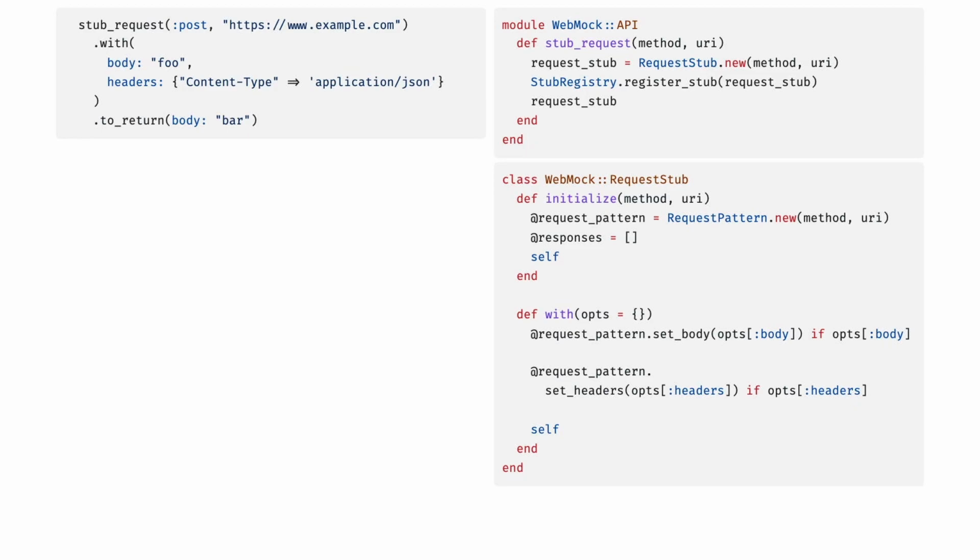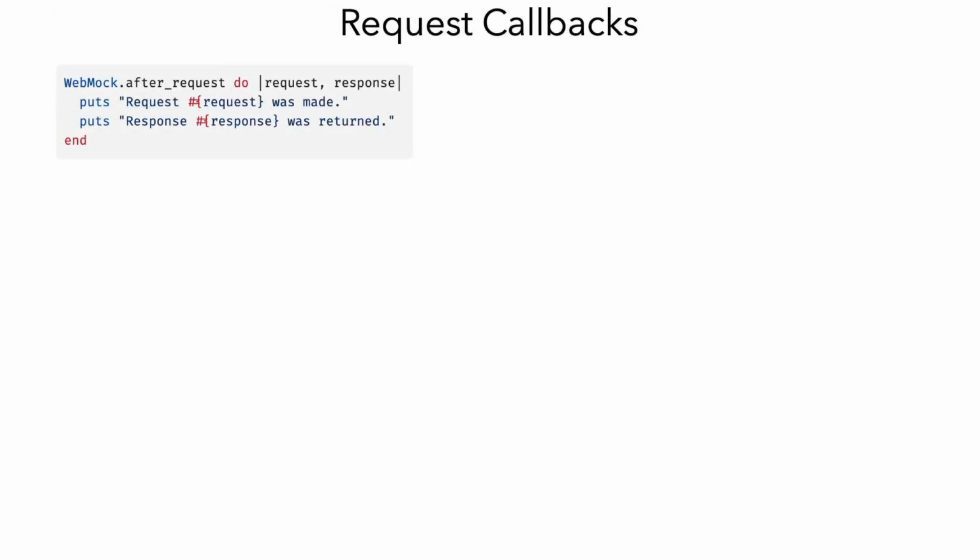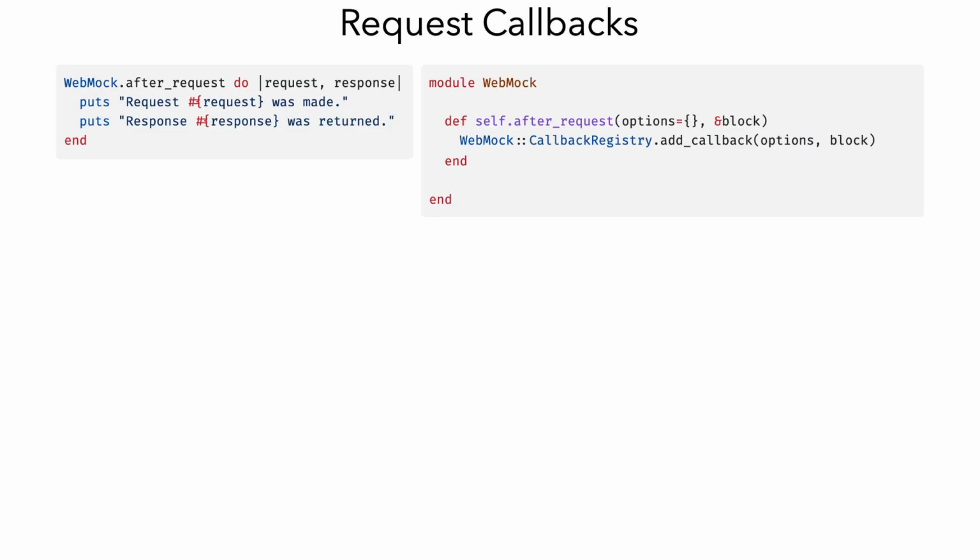And the to_return method adds a fake response to that request stub. So now we have a request registry with a request stub with a declared fake response. WebMock also allows us to declare after request callbacks. And what happens underneath? There is a global callback registry where the passed block is being registered.